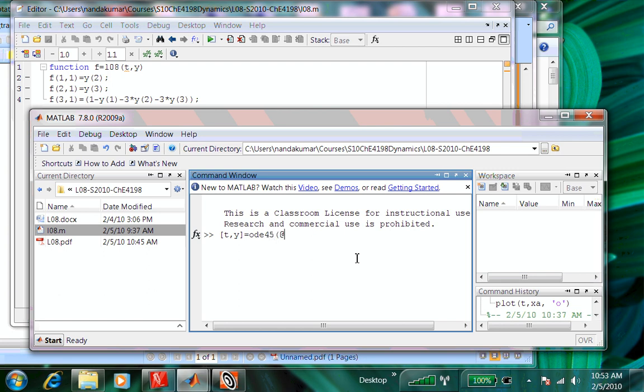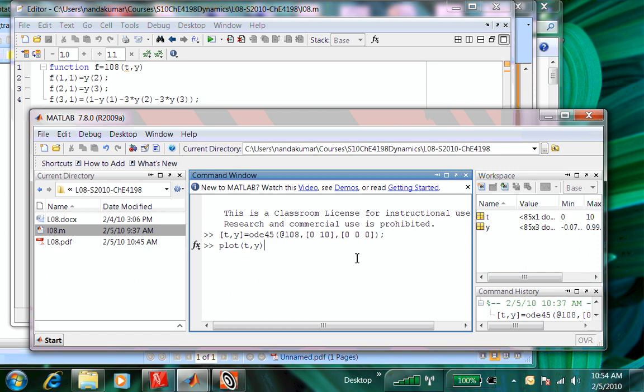The function name, I call this L08 for lecture 08. And then I'm saying integrate from 0 to 10 minutes. And the three initial conditions, 0, 0, 0. I'm not even using options here, I'm using the default options. So I solve the problem, now I can say plot t comma y. How many curves should I get in the graph? Three, because y is a vector containing three elements.